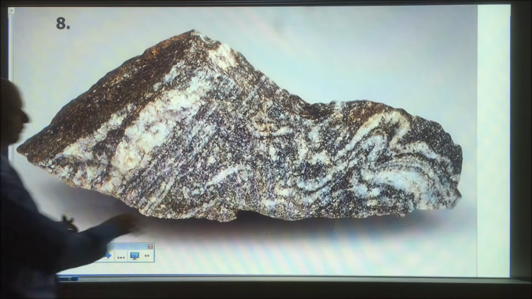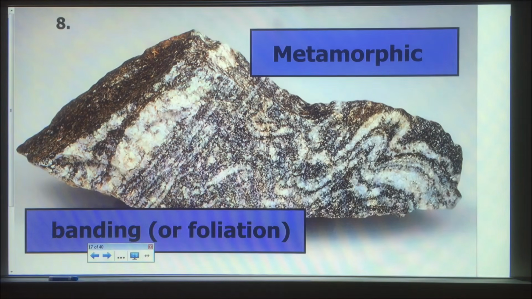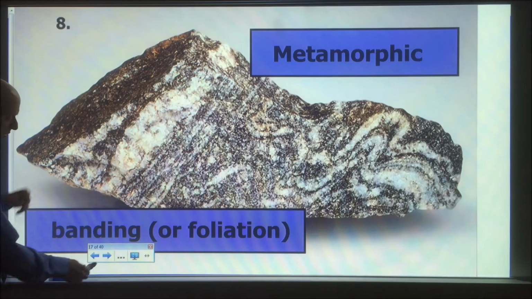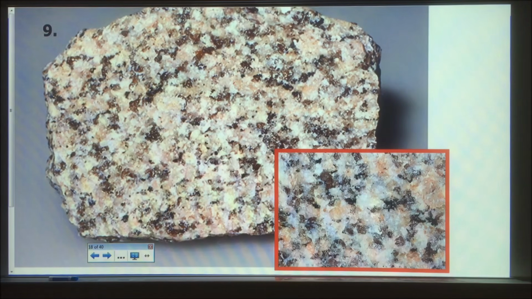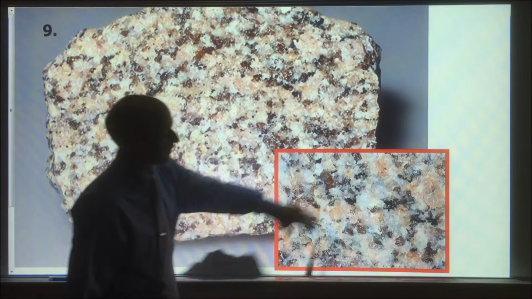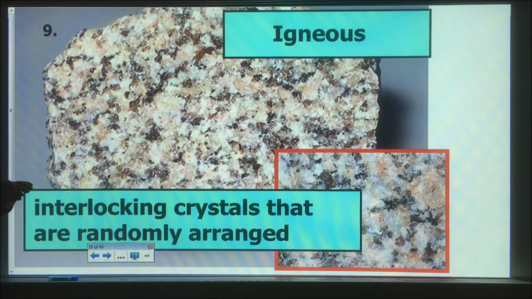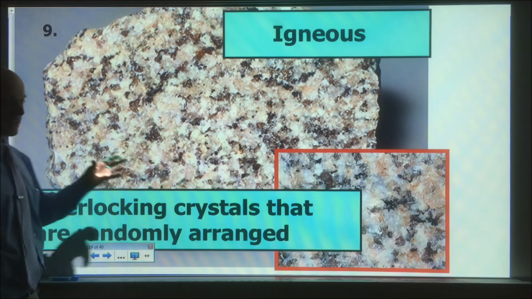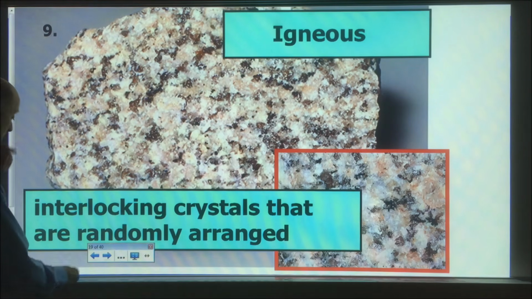This one, you have to really look over here, and it is metamorphic because you can see the banding, or you can even say foliation, but the banding is really obvious there. What kind of rock is this? Again, in this red box there's a close-up of it, and it is an igneous rock due to the interlocking crystals that are randomly arranged, not in any order, not in a pattern, not grouped together.